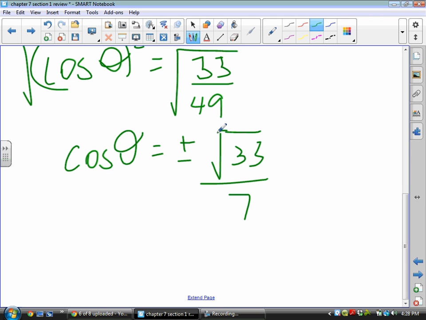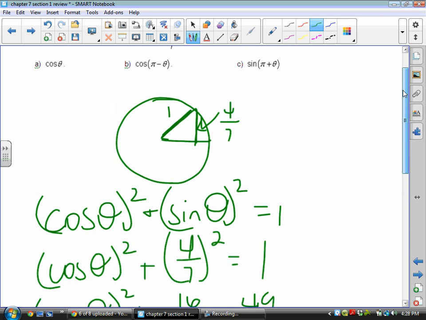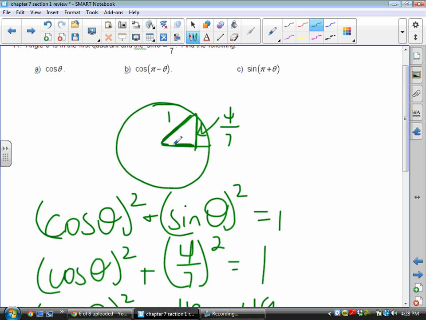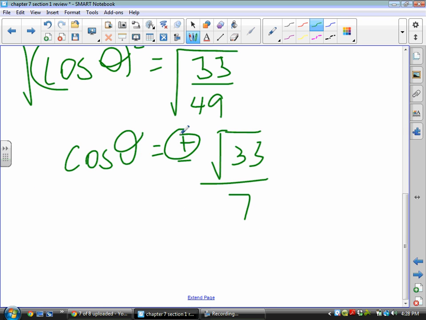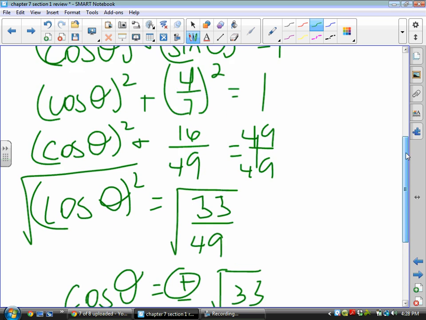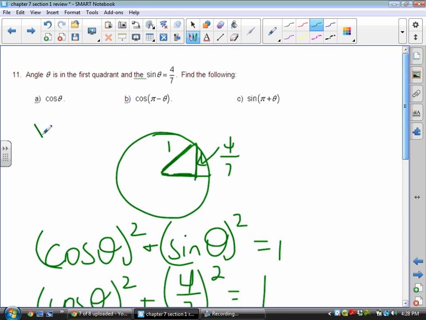So in the first quadrant, cosine is my sideways distance, and that is to the right, so my cosine is going to be positive. Okay, so the first answer, part A, is going to be the square root of 33 divided by 7. Taking the square root of 49 is why my denominator is different than the 49.